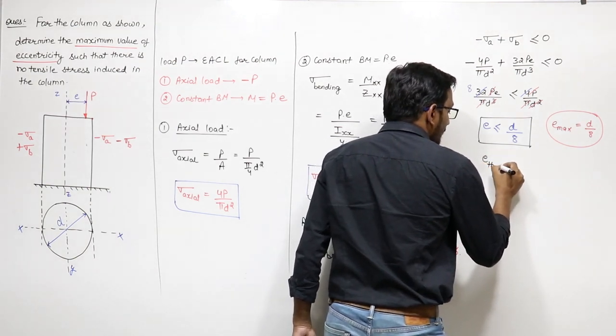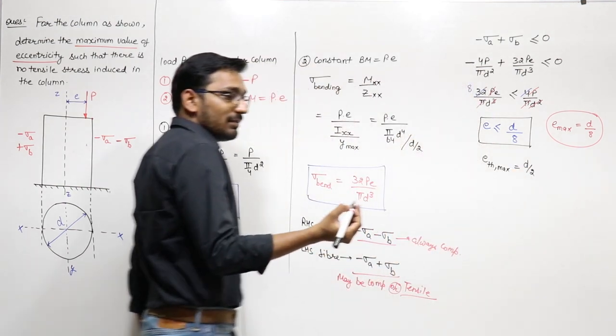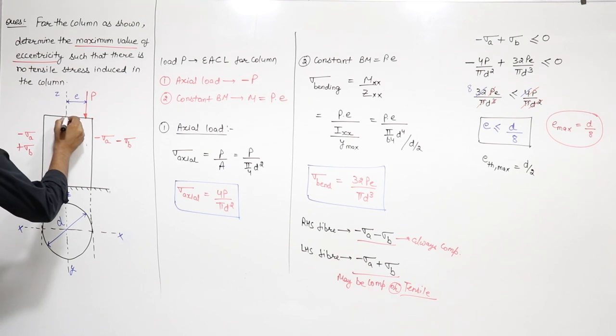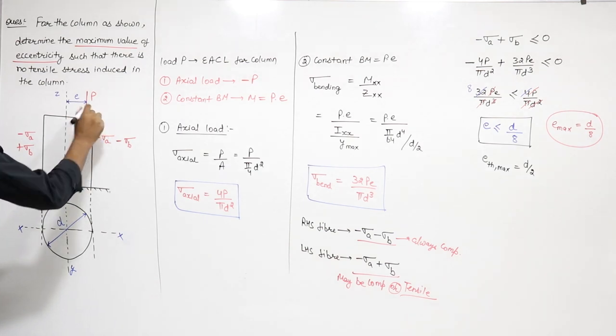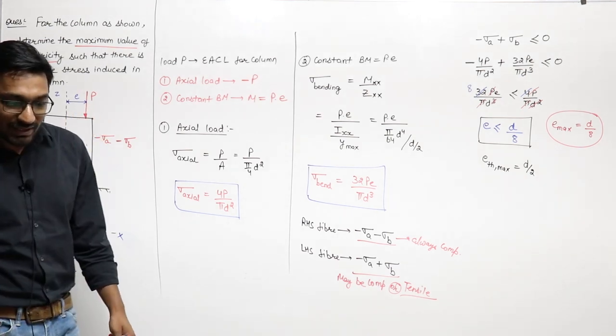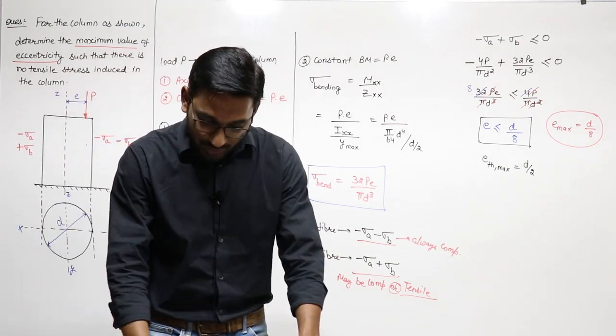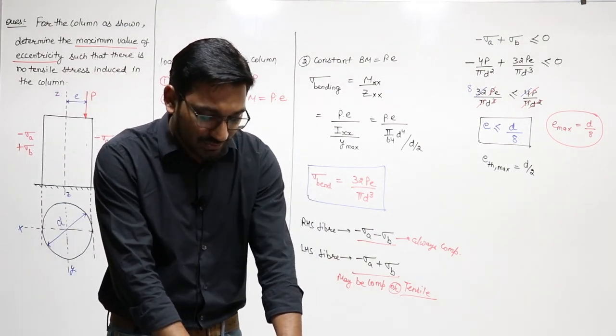Theoretical maximum eccentricity is d by 2, right? The maximum you can apply load is at this point. This eccentricity is d by 2. This is d, so this is d by 2. So the theoretical maximum eccentricity is d by 2.